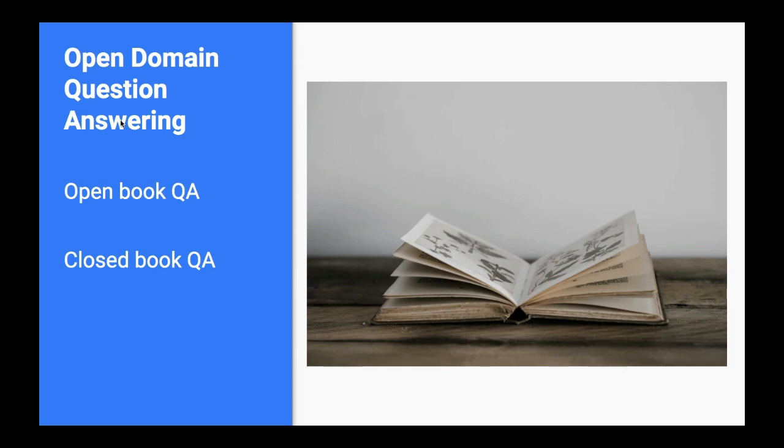Another is closed book question answering. It's more brutal. You just ask a direct question, then the model needs to answer that directly. Basically, what happens in closed book QA is that the model stores the knowledge in the parameters of the neural network, so it should answer directly by retrieving the knowledge from its parameters.